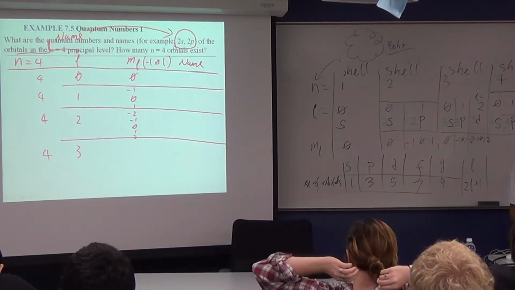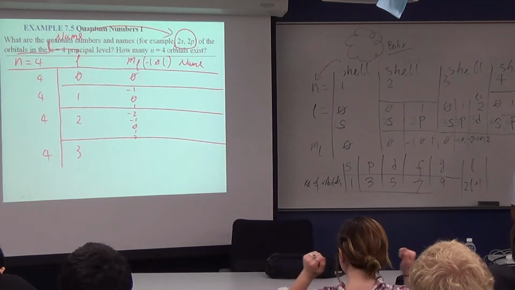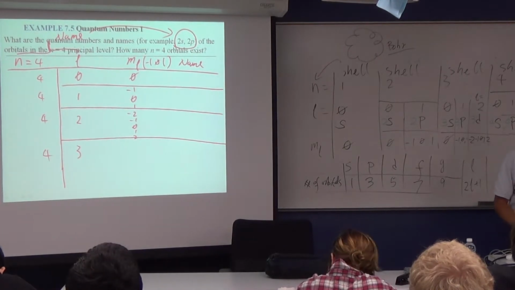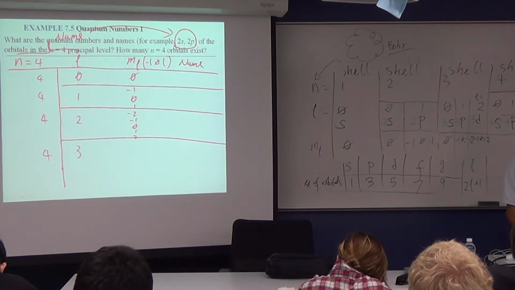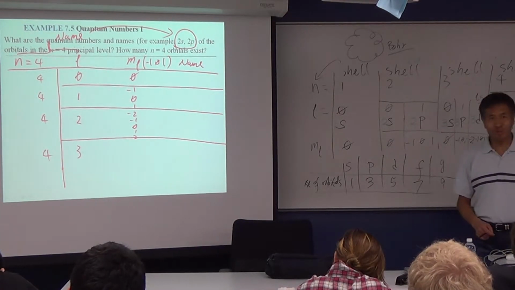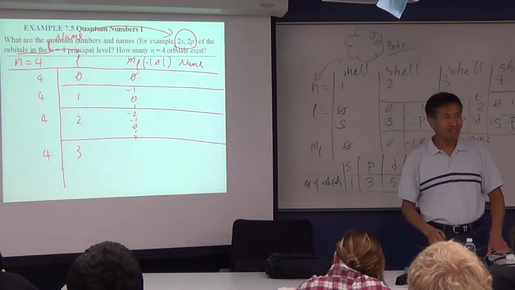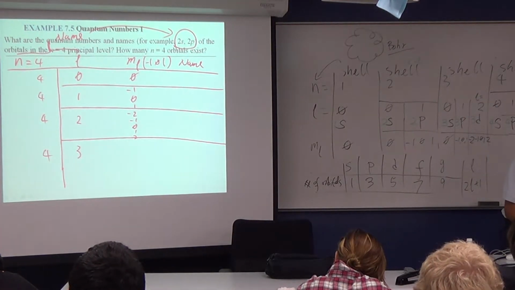Okay, so now we go on to this one, right? Because all of them have the same name. I think that will be clear, right? All of them have the same name. Now you have L is 3. What are the possible numbers for ML? There you go, negative 3, negative 2, and then what? So then what are the names?